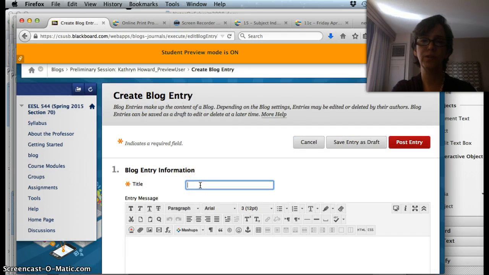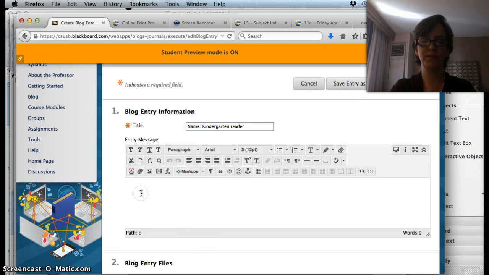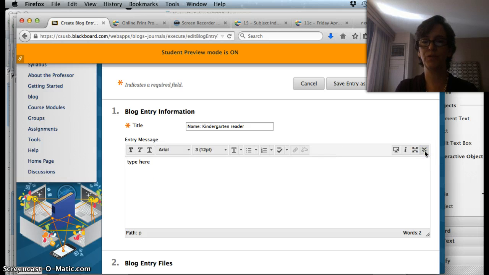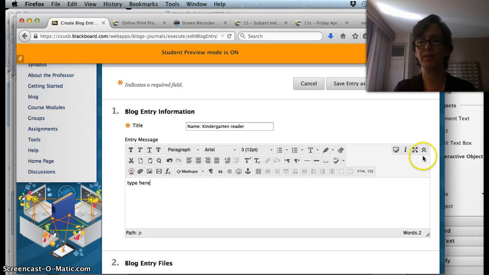Give it a title, so your name and something about your student, so let's say kindergarten reader or something like that. And here's where you type your entry in. Right here, type here. And you can add things. When you click on here, you get a bunch of tools to help edit your blog. This gives you all these tools for cutting and various things. You can add audio, pictures, video, mashups.